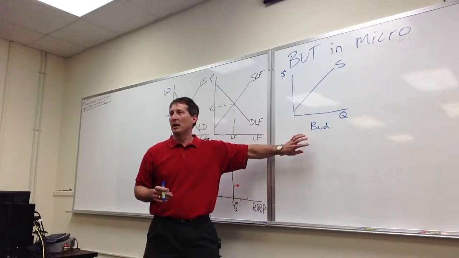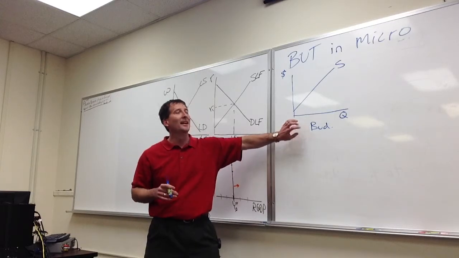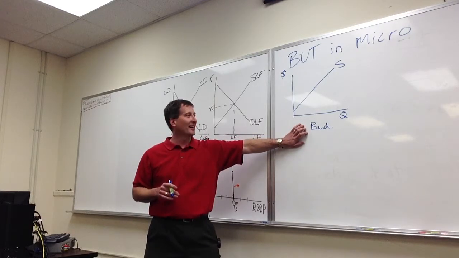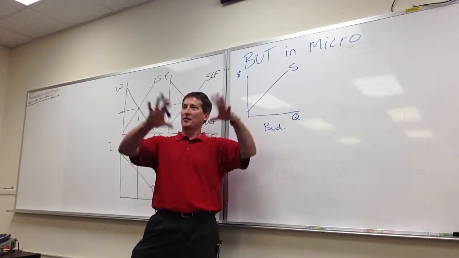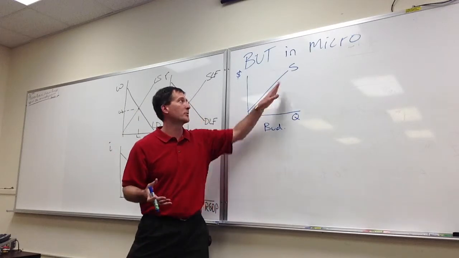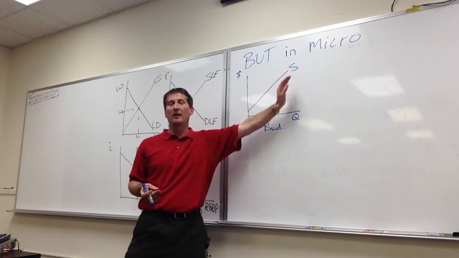Not only Budweiser, but lawyers and dentists and orthodontists. My son's getting into braces here, so ortho is kind of on my mind. Not exactly cheap money there, as you guys might know. So all of these producers, or most of these producers, have a supply curve that looks like this.